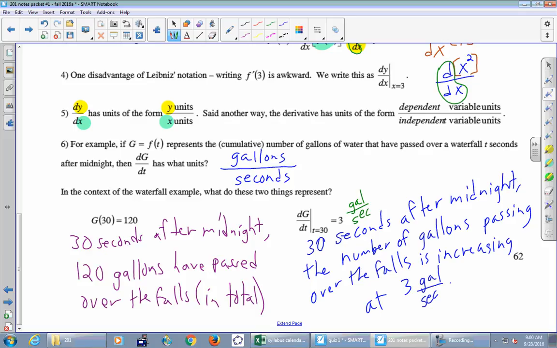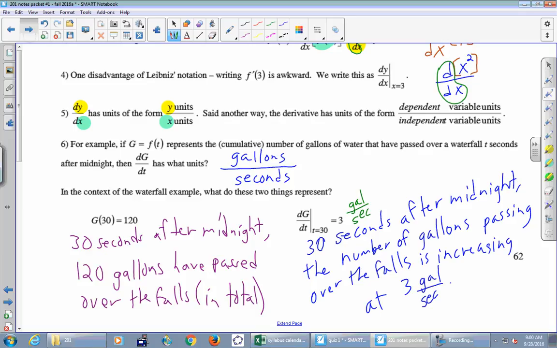So as I'm grading things like this on a quiz or a test, I'm going to be looking for a couple of things. Number one is the units for that derivative. So definitely get gallons per second into your answer. A real common thing that people sometimes don't include is that 30 seconds. You can't just say the water is moving at 3 gallons per second. You got to say at this one moment in time, 30 seconds after midnight. I have no idea what's happening 29 seconds after midnight or 31 seconds after midnight. We don't know that it's always 3 gallons per second, just at that one moment in time.